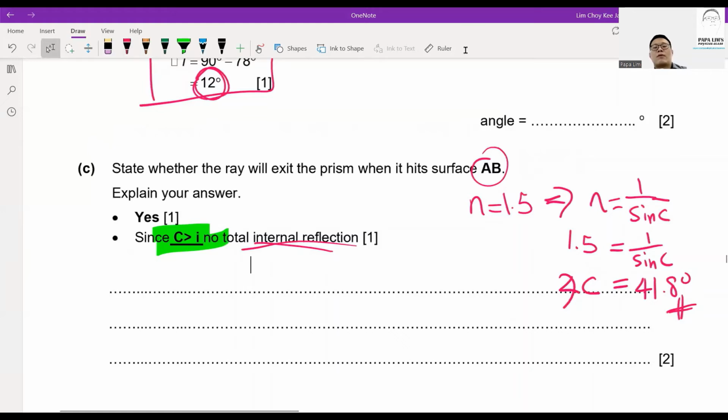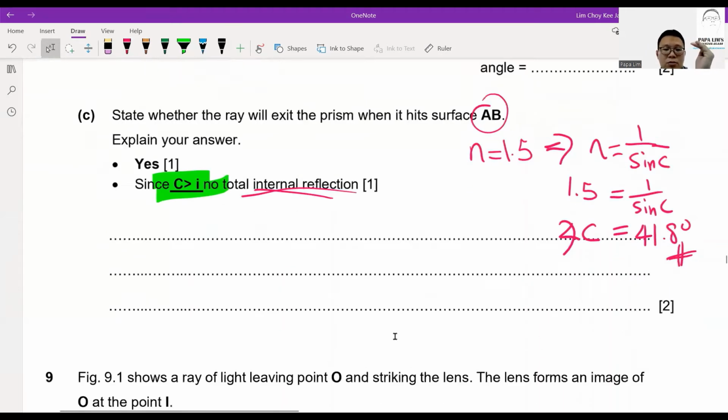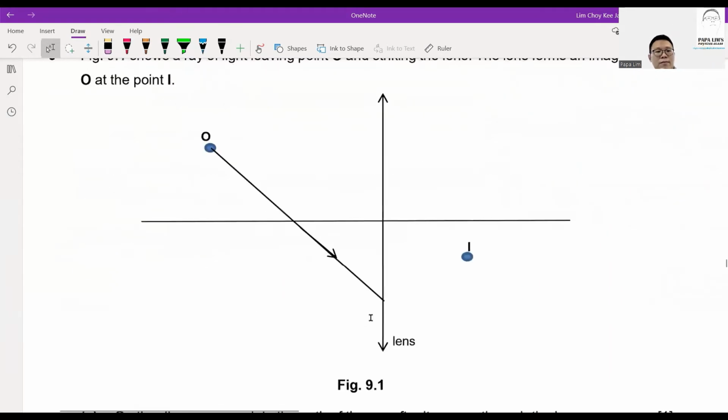So take note of how I solve the question. I literally need to find the critical angle first, on my own. I need to find the critical angle before I make a judgment call to say, hey, does it internally reflect or does it not internally reflect? So please read the question carefully.